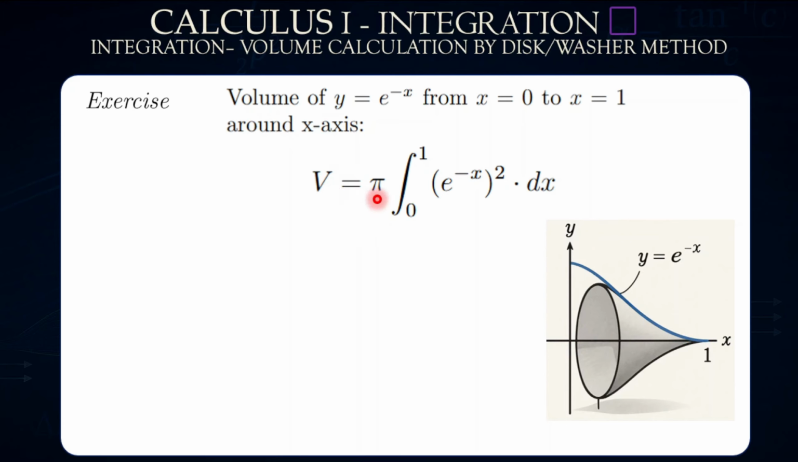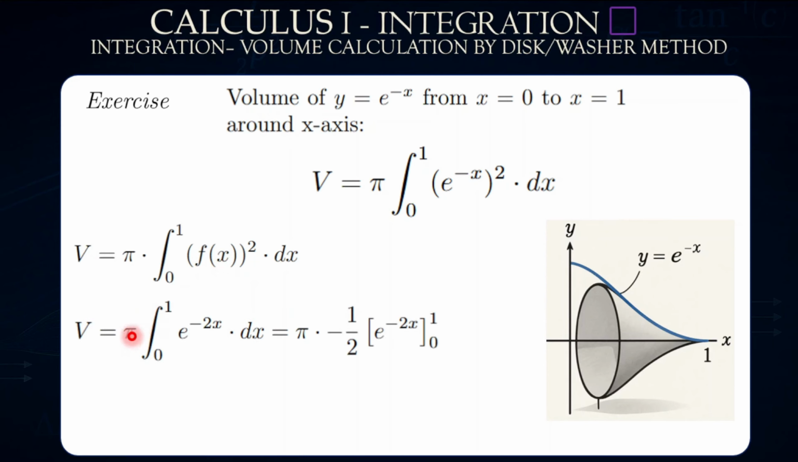So V equals, applying the formula, pi times the integral from 0 to 1 of f(x) squared dx, or R(x) squared dx. R(x) here is equal to e to the power minus x, squared, dx. So V equals pi times the integral from 0 to 1 of R(x), to be more accurate, squared dx, which is equal to pi times the integral from 0 to 1 of e to the power of minus 2x, which is e to the minus x squared, dx, equal to pi multiplied by minus 1/2 e to the power minus 2x, between 1 and 0. That's the result of the integral.